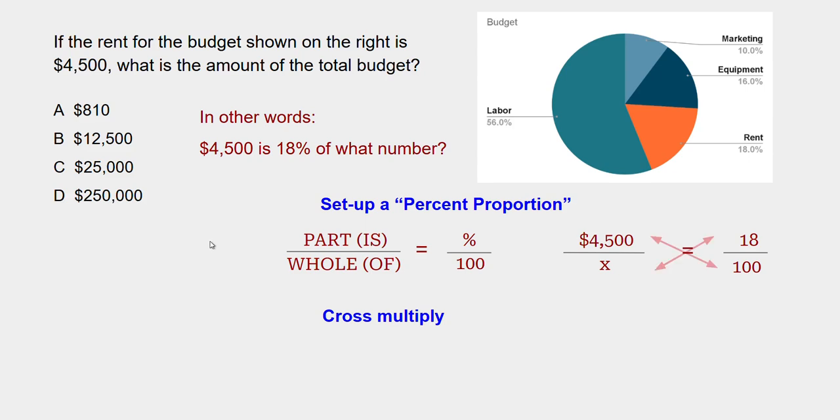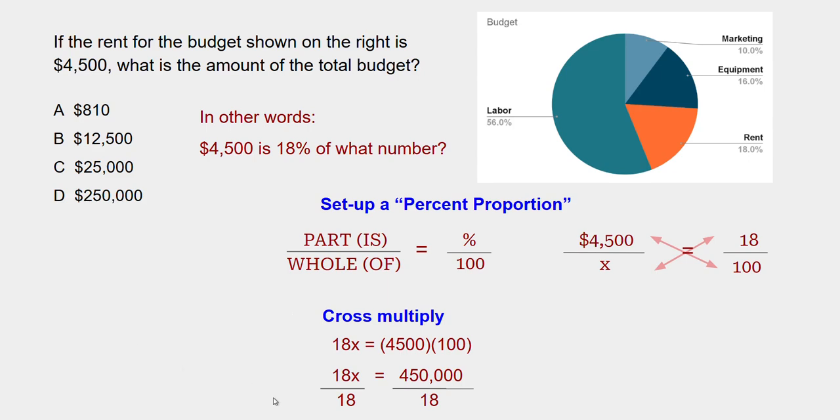So we cross multiply X and 18. And we cross multiply 4,500 and 100. So 18x equals 4,500 times 100. We simplify that. 18x equals 450,000. The last step in cross multiplying and solving a proportion is to divide both sides by the same number.